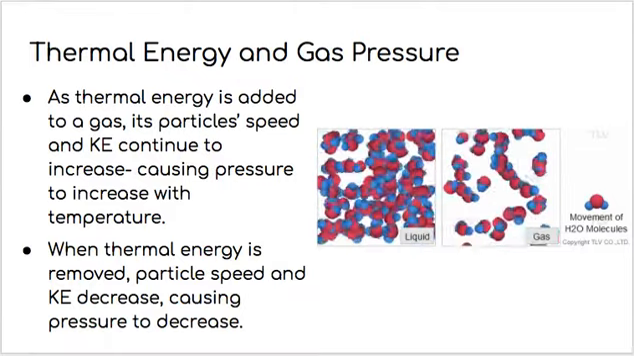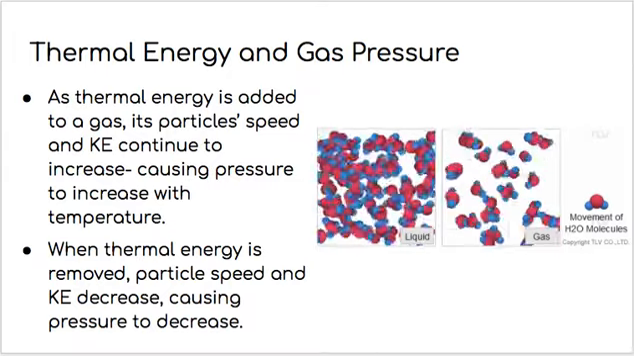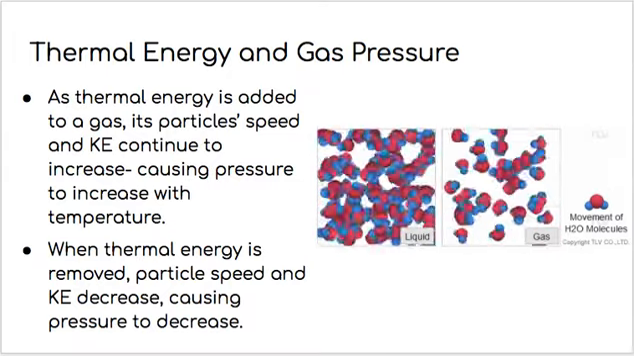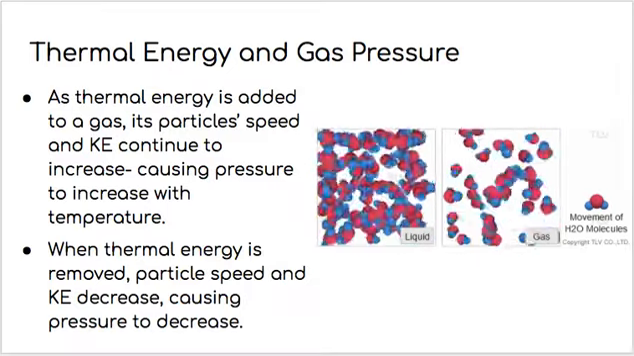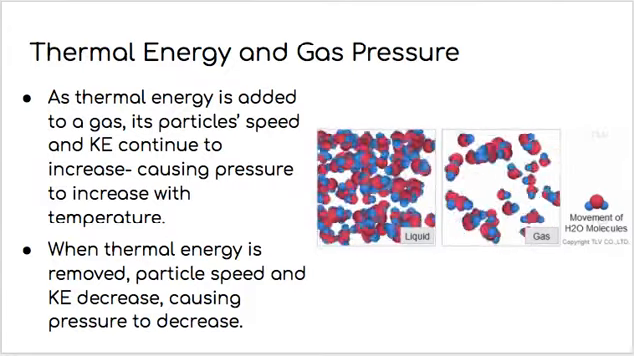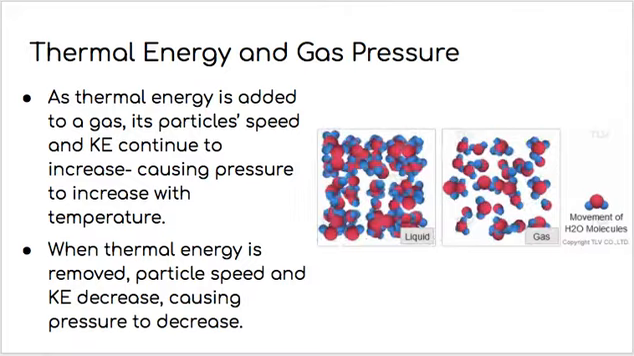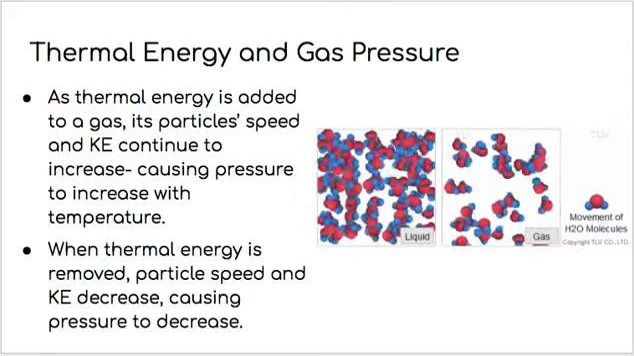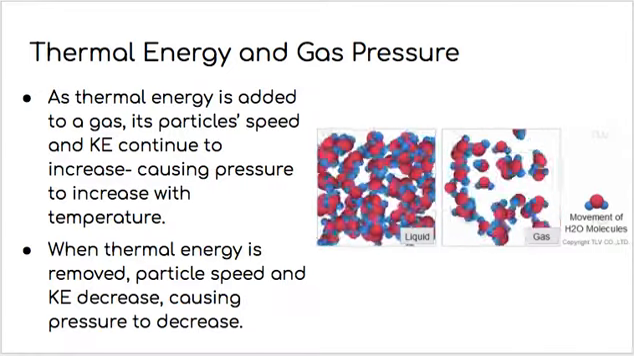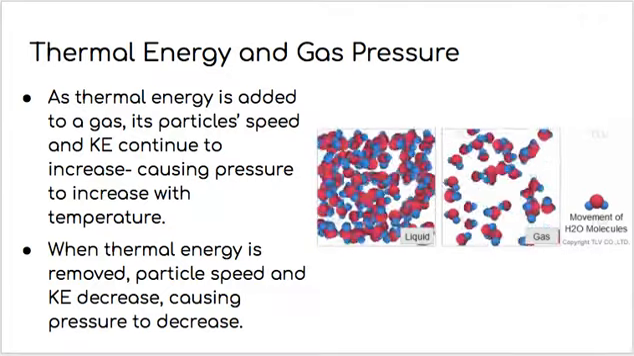Now, if we think back to thermal energy and pressure, these are also positively correlated. So as thermal energy is added into a gas, its particle speed and kinetic energy will continue to increase along the same pattern that we've been discussing. With more thermal energy comes more kinetic energy to particles, faster speed at which they move. This tells us that as thermal energy is added into a gas, its pressure will also increase.